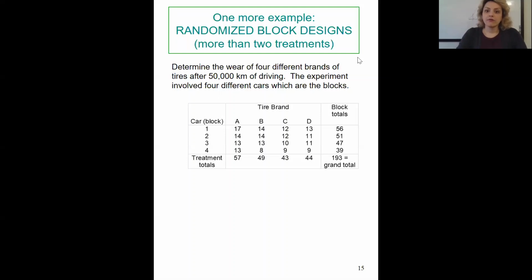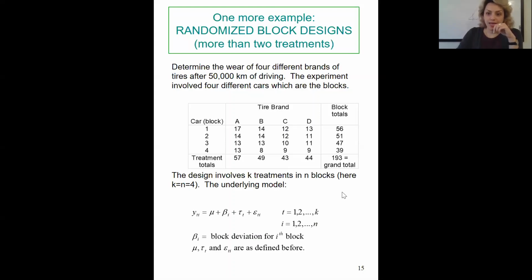Determine the wear of 4 different brands of tire after 50,000 kilometers of driving. The experiment involved 4 different cars, which are the blocks. So we have 4 cars. Like in the previous one, we had 10 people as blocks. So here we have 4 cars, and for each car, we have tire brands A, B, C, D that we use. So car number 1, and then we do our measurement. And here you can see the numbers.